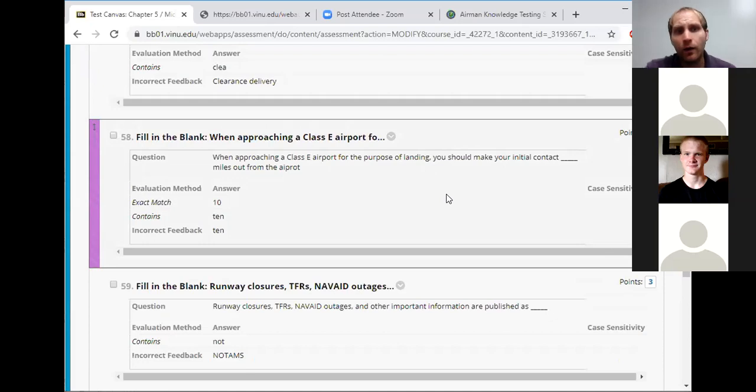Okay, when approaching a Class Echo airport for the purpose of landing, you should make your initial contact 10 miles out from the airport. Good, I like that one.